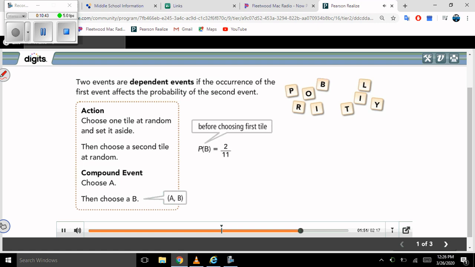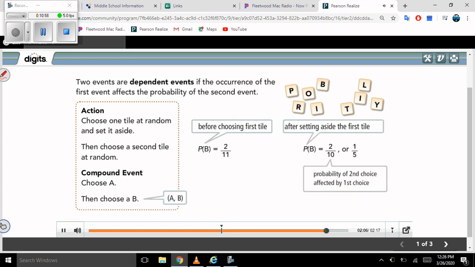Before any action takes place, the probability of choosing a B tile is 2/11. Since you set aside the A tile after choosing it, the probability of choosing a B tile becomes 2/10 or 1/5. The probability of the second choice is affected by the first choice. The events choose A and choose a B are dependent events for this action.